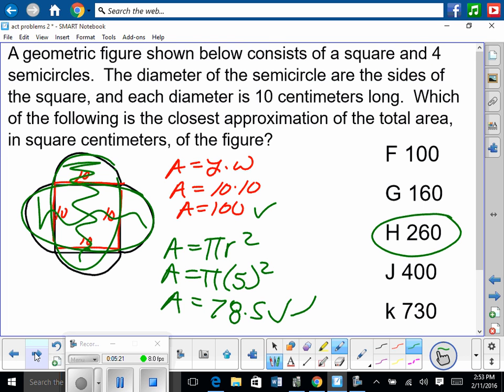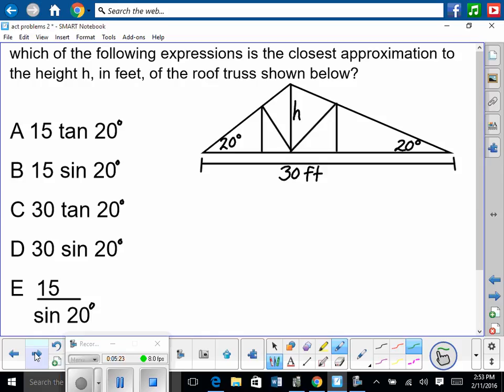Sweet. Okay, next one. My picture's hideous. Just keep in mind, on the ACT, this was all evenly split up. So this is actually right down the middle. My drawing's hard to draw by hand. It says, which of the following expressions is the closest approximation to the height h in feet of the roof trusses shown below? I actually sat and looked at this one for a while, and then I finally realized I'm making this much harder than it is.